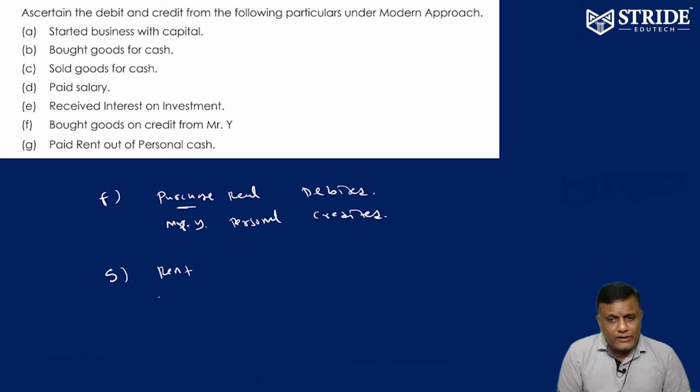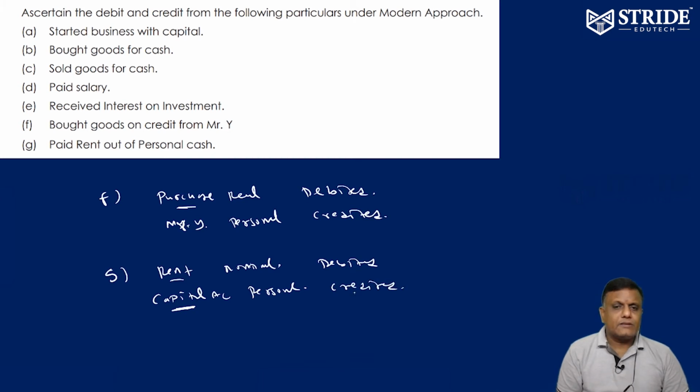But there are two elements. One is called rent, another one is called capital. Rent is nominal because it is an expense. Capital is personal, credit the giver. The proprietor is a giver; anything coming out of the proprietor's pocket is called capital. So rent to be debited, nominal expense. Capital to be credited, credit the giver. That's it.